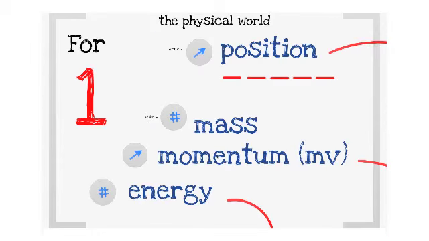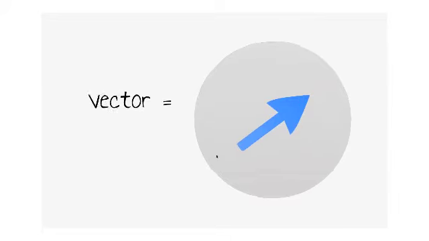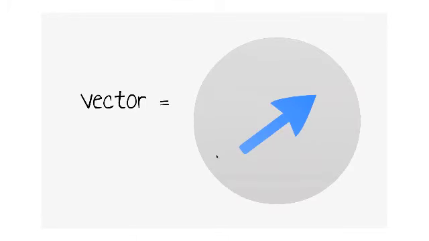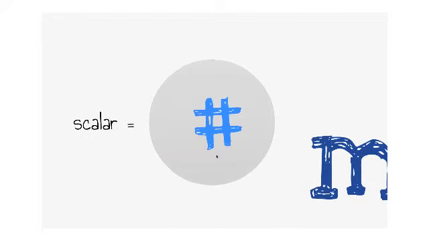So what do you need to know to study the physical world? Well, you need to be able to quantify position of an object, the mass, momentum, and energy. By the way, I'm using a notation where this arrow indicates that it's a vector quantity, meaning it has magnitude and direction. And this icon indicates that it's a scalar quantity, meaning it just has magnitude.